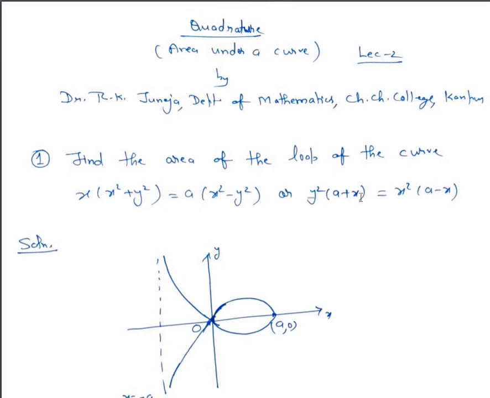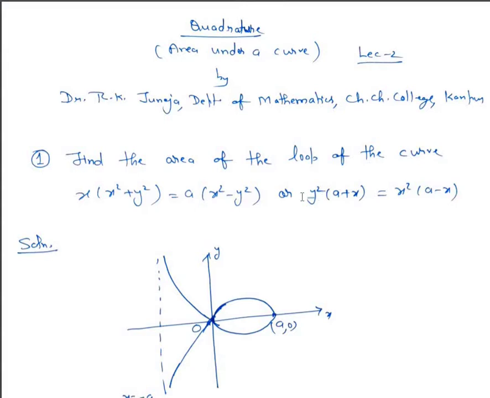Dear students, today we shall take up a few more examples for finding out area under a curve. Let's take the first example. Find the area of the loop of the curve x(x² + y²) = a(x² − y²).